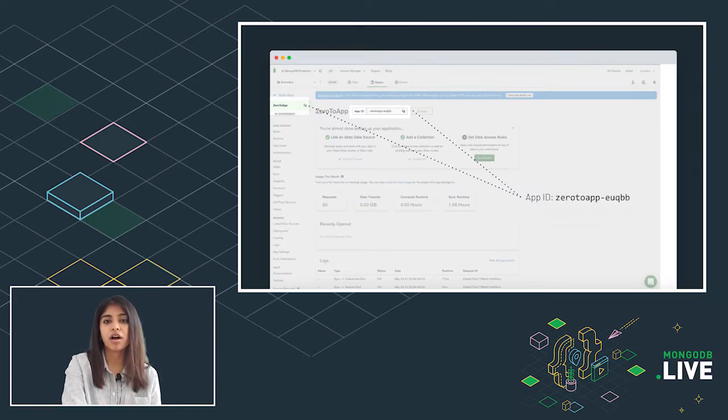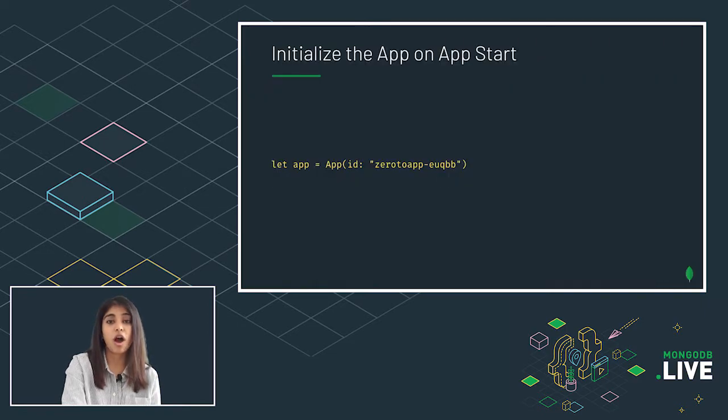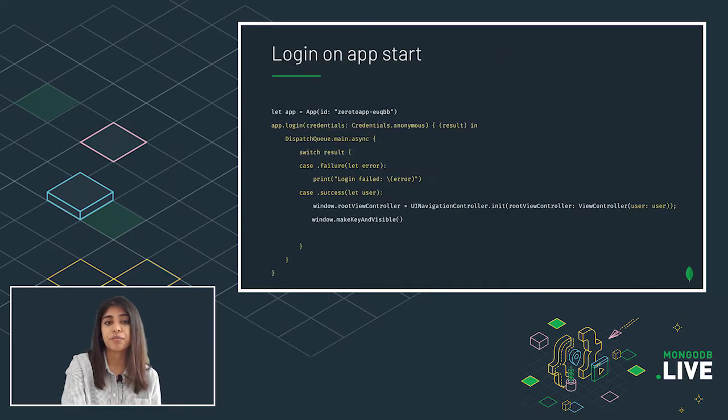Next, we'll initialize our app. The Realm UI console displays our app ID on the dashboard, so we'll just take that and copy it on app start. Now our client app knows which cloud app to start making requests to.